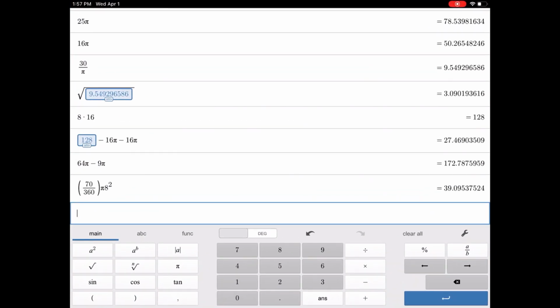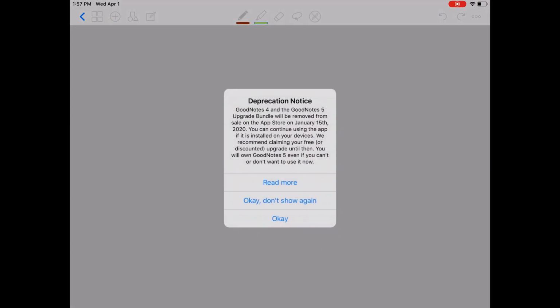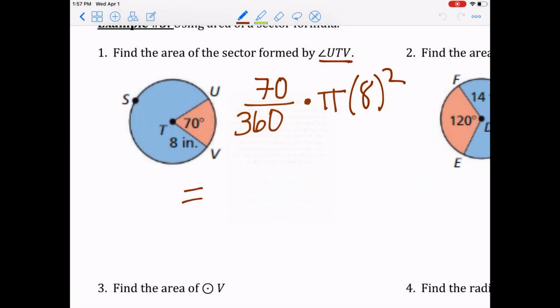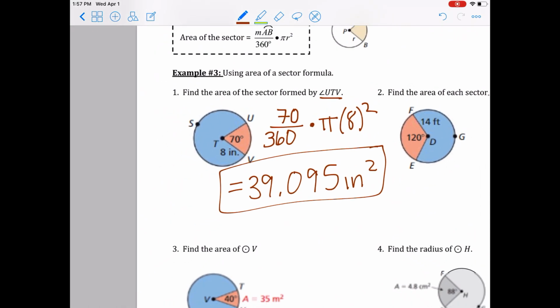Or let's keep it all. Let's do 39.095 inches squared. There we go. That is the area of the orange sector.